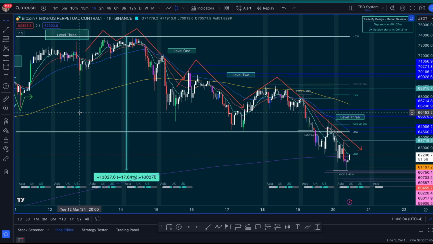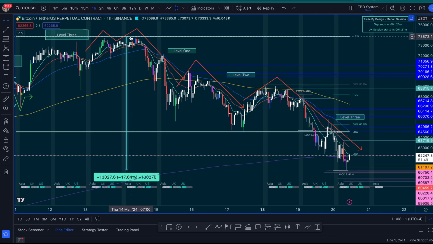Panic stations as Bitcoin experiences a 17% drop since the most recent high at around $74,000, just a little bit under that number. I'm going to get into what exactly is written all over my charts right now and show you where we are in the current cycle.